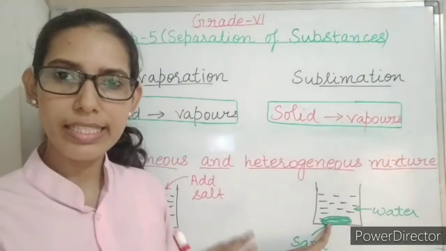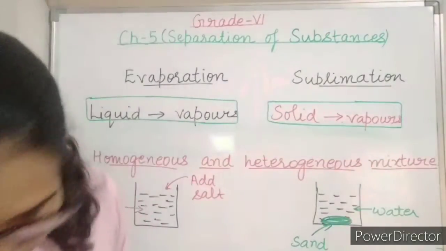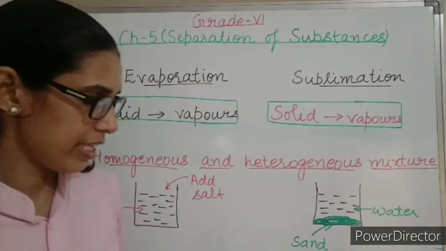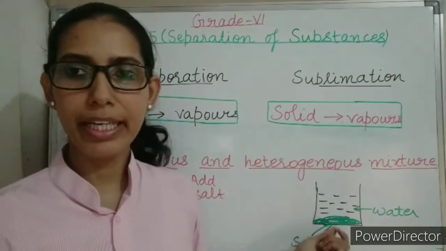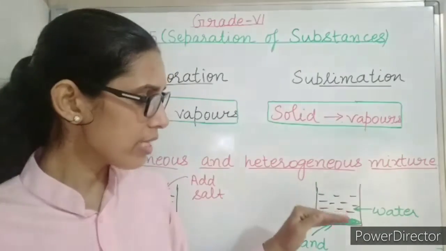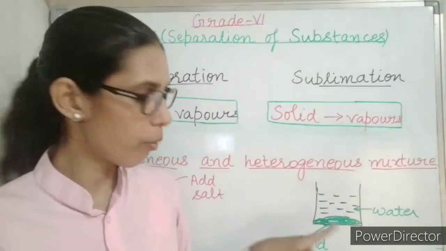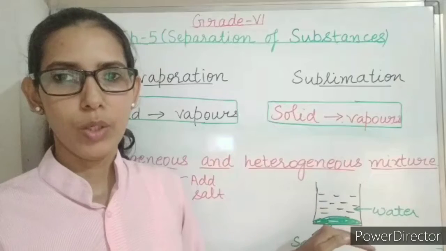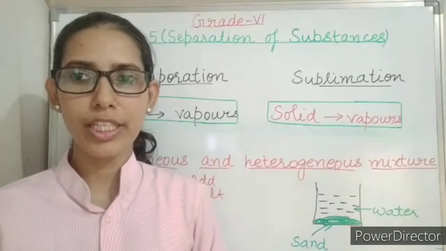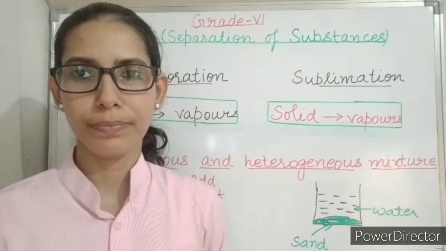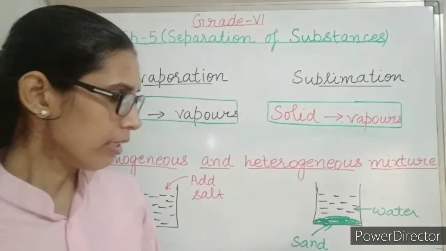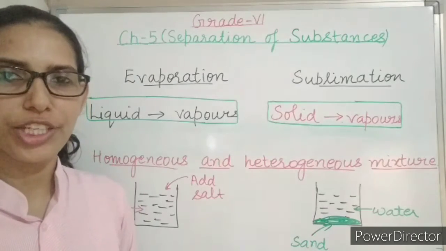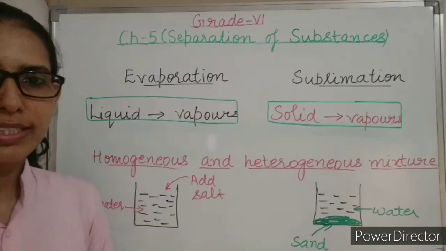You can see the sand has settled at the bottom. Here we can see sand particles separately in water, and you can see the composition is not uniform. Here you can see the maximum sand has settled at the bottom, so the composition is not uniform throughout the mixture. So this is the difference between homogeneous and heterogeneous mixtures. I hope this is clear.